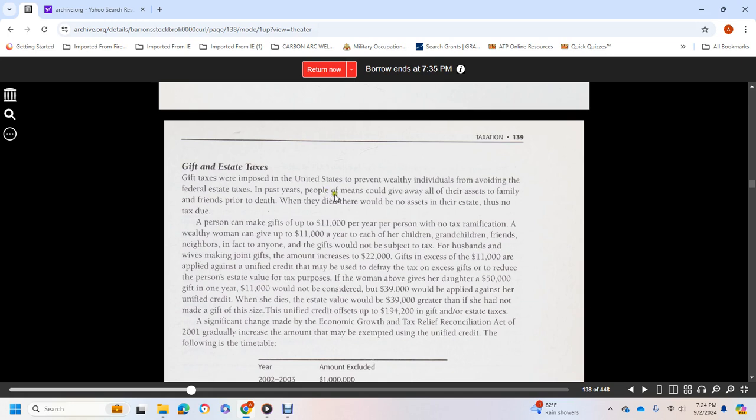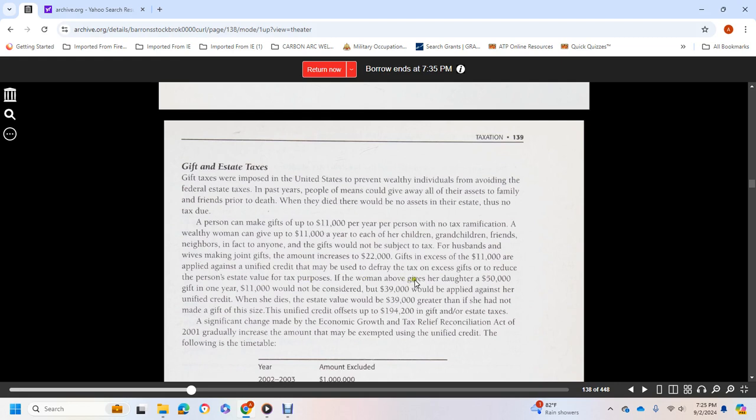A person can make a gift of $11,000 per year to any person with no tax ramification. A wealthy woman can give $11,000 a year to each child, grandchild, friend, neighbor, in fact anyone, and the gifts would not be subject to tax. For husbands and wives making joint gifts, the amount increases to $22,000. Gifts in excess of $11,000 are applied against a unified credit that may be used to defray the tax. Excess gifts reduce the person's estate's value for tax purposes.